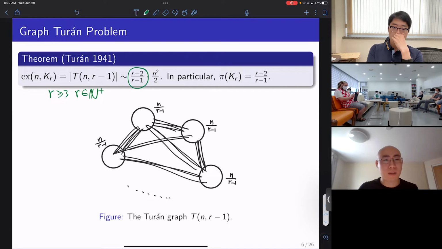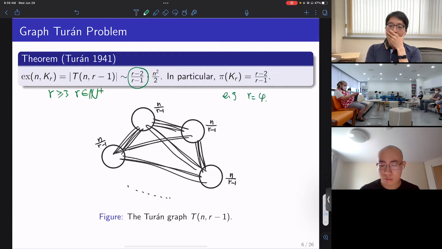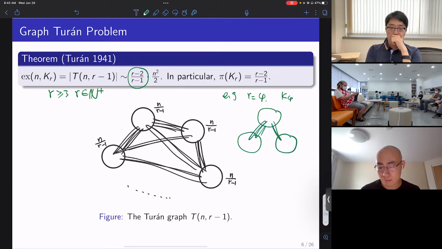So you recover the Mantel's result. So this is for complete graph. Okay, I forgot to mention the extremal construction. So meaning which kind of graph has the maximum number of edges and does not contain a bigger clique. This is the so-called Turán graph. For example, if R equals 4, meaning you are forbidding K4, then the extremal graph is this 3-parted graph. We use this notation. T means Turán.